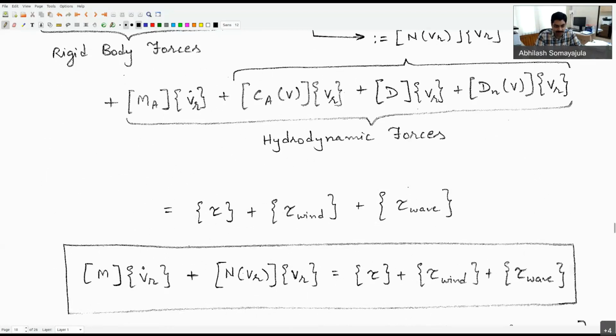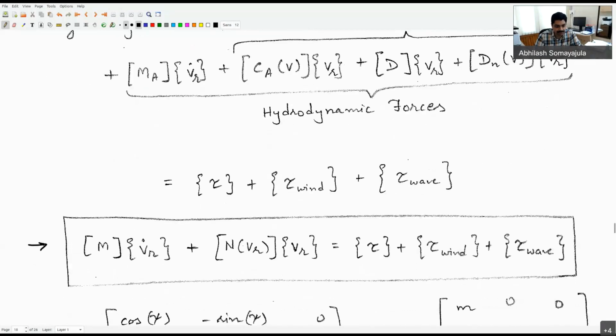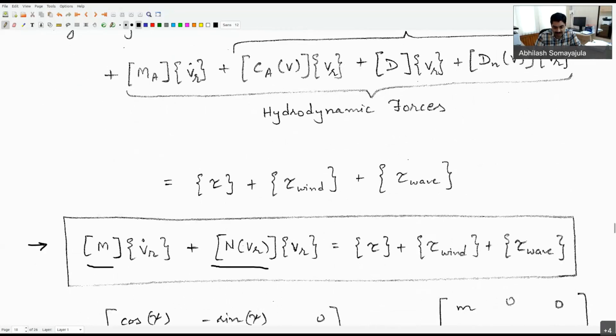Now I can combine all that into a neat little form, where I combine both the mass and added mass to represent the so-called new mass matrix, and all other terms I combine into the so-called N matrix, which depends on the velocity. So it has both linear and nonlinear components included together, and that is equal to tau, tau n, and tau f.